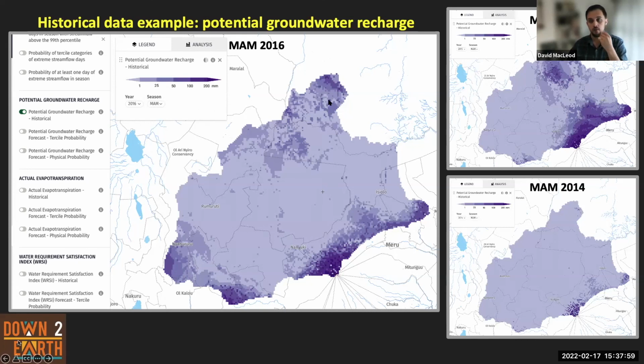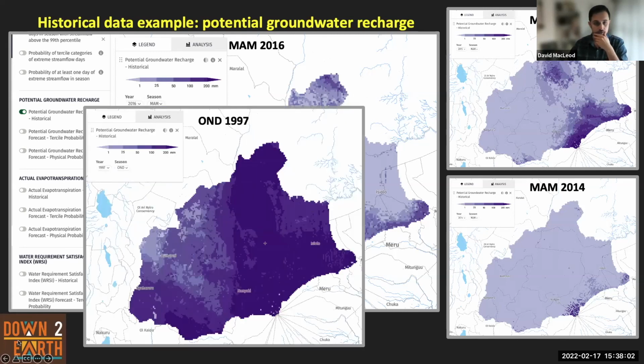So let's look at a big example. Let's look at OND 1997. You may well be aware that OND 1997 was a very large El Nino event, with a very large Indian Ocean dipole event, and it was very wet. We can click on season OND, year 97, to find out what the recharge looked like for that year. And we see, as we might expect, huge recharge, a lot of high intensity rainfall events in the season, a lot of recharge. But we see it's not a homogeneous pattern.